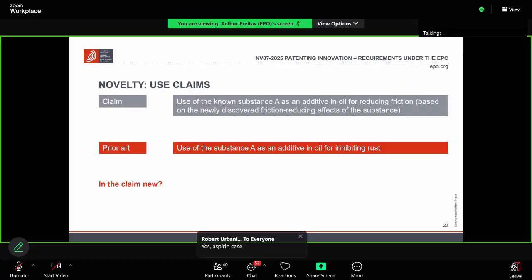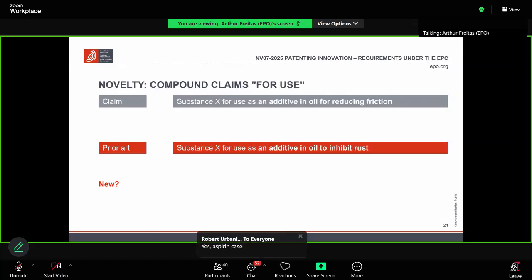So the claim is targeting the use, right? Is asking protection for the use, the action. And in that case, the claim is novel. Here we have a substance X for use as an additive in oil for reducing friction, and the prior art is a substance X for use as an additive in oil to inhibit rust. Is the claim new here? Right? Is the claim new?